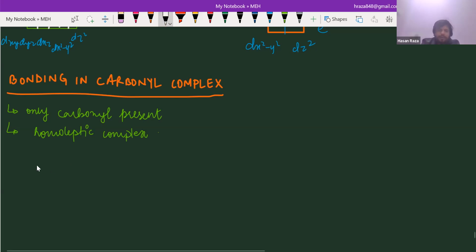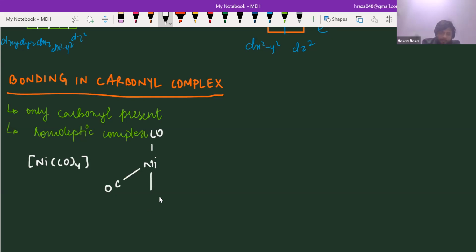So you have seen that Ni(CO)4, and it has a tetrahedral structure. So I'm going to give examples of this. This is Ni(CO)4 and this is tetrahedral.